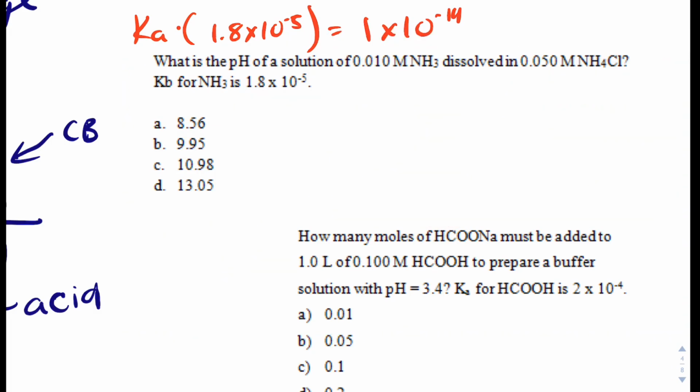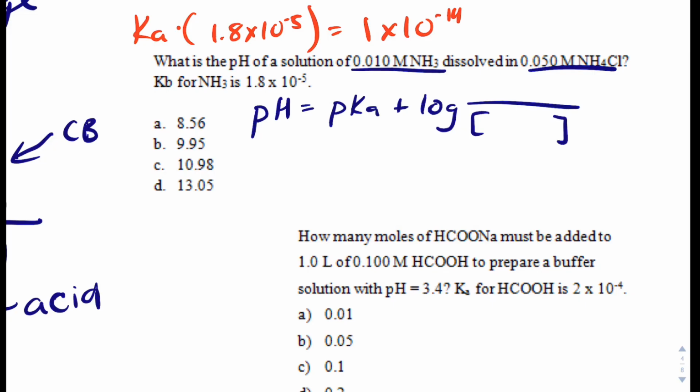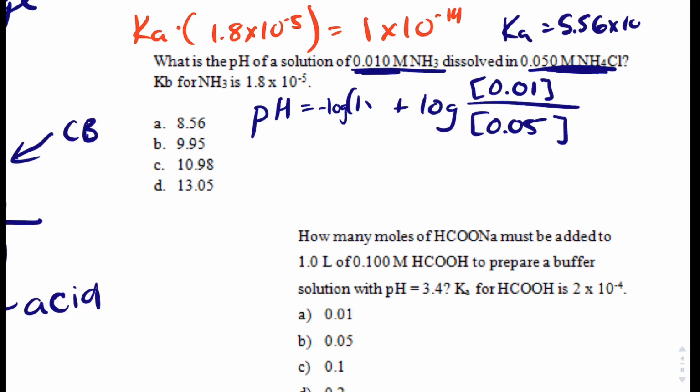This is probably how I would actually do it. This is a buffer. I know it's a buffer because I have a common ion. Well, let's just say buffer: pH equals pKa plus log of the acid, the thing with more H's. So that would be ammonium, so 0.05. And in the numerator, it'll be the base or the conjugate base, 0.01. pKa is negative log of Ka, so this is minus log of, what was the Ka? We had just had the Ka. It was 5.56 times 10 to the minus 10.